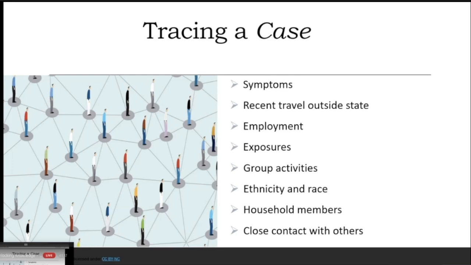We want to know who they've been close to at any possible facilities. Have they participated in any group activities? Some that are very important to people, such as worship services or holiday gatherings, can definitely trigger mass infection events. We also double check on those demographics, and we ask about their household members. How many rooms are in the house? That helps us to find out just how close the contact has been with them and others in their household.